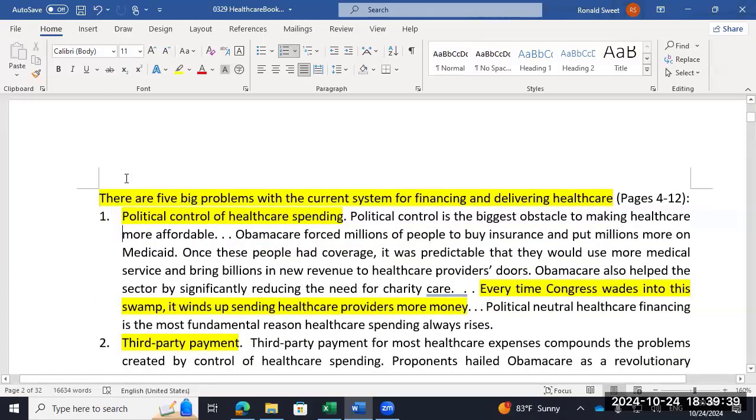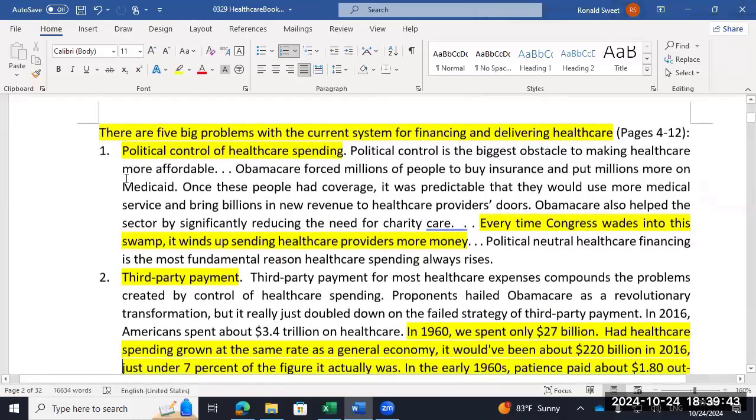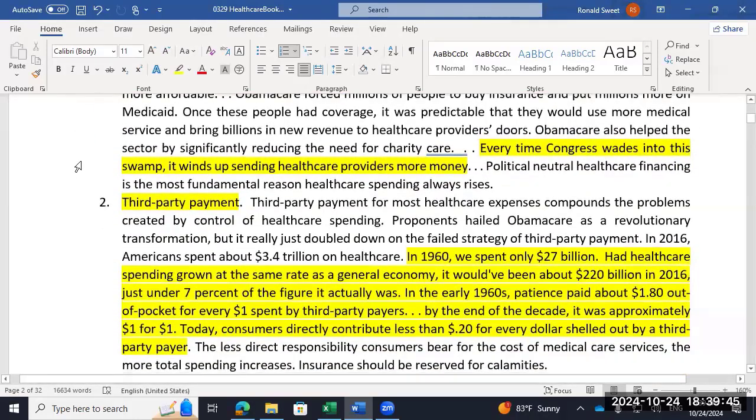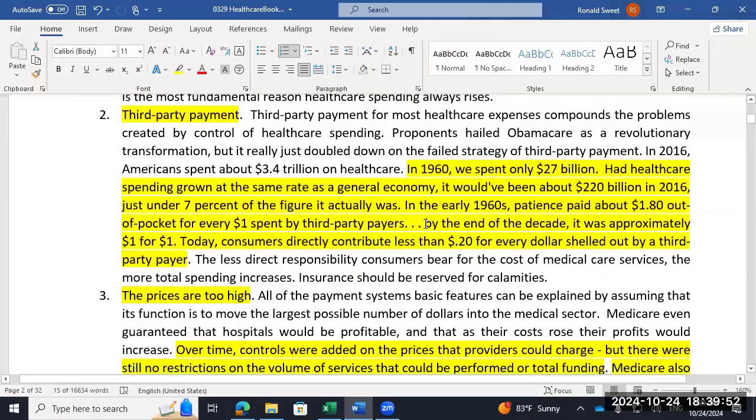There are five problems with the current system. Okay, here are their problems. Political control, we talked about that. Insurance. Every time Congress does something, it sends the healthcare system more money. That's what the Affordable Care Act did.